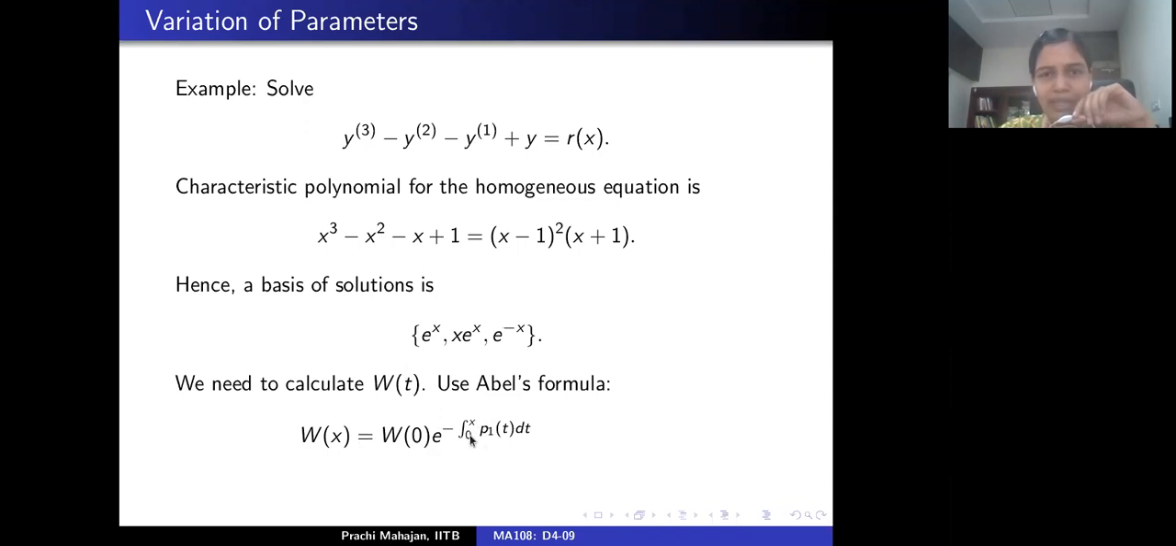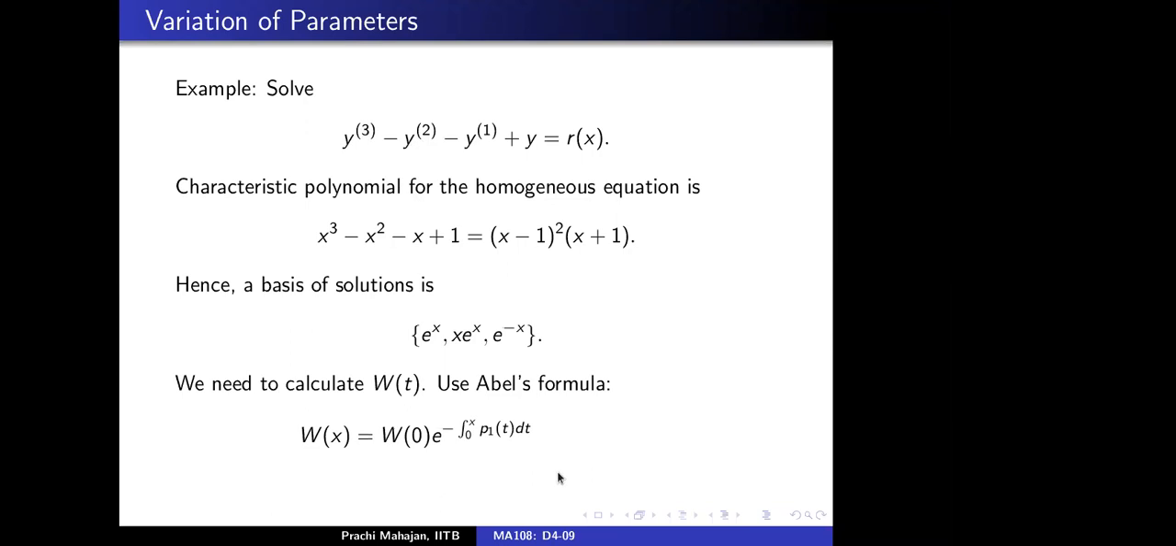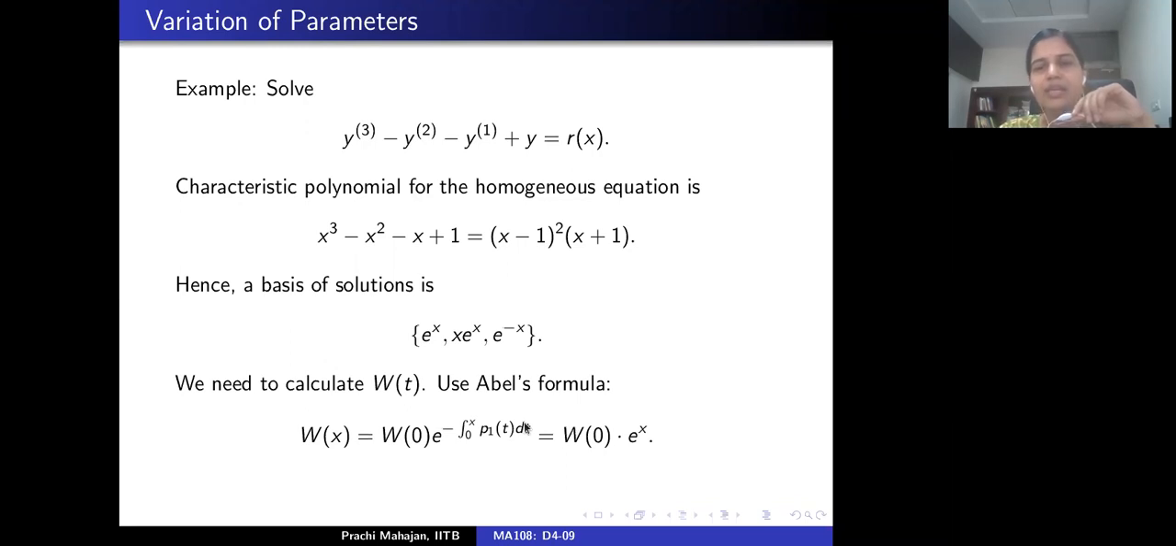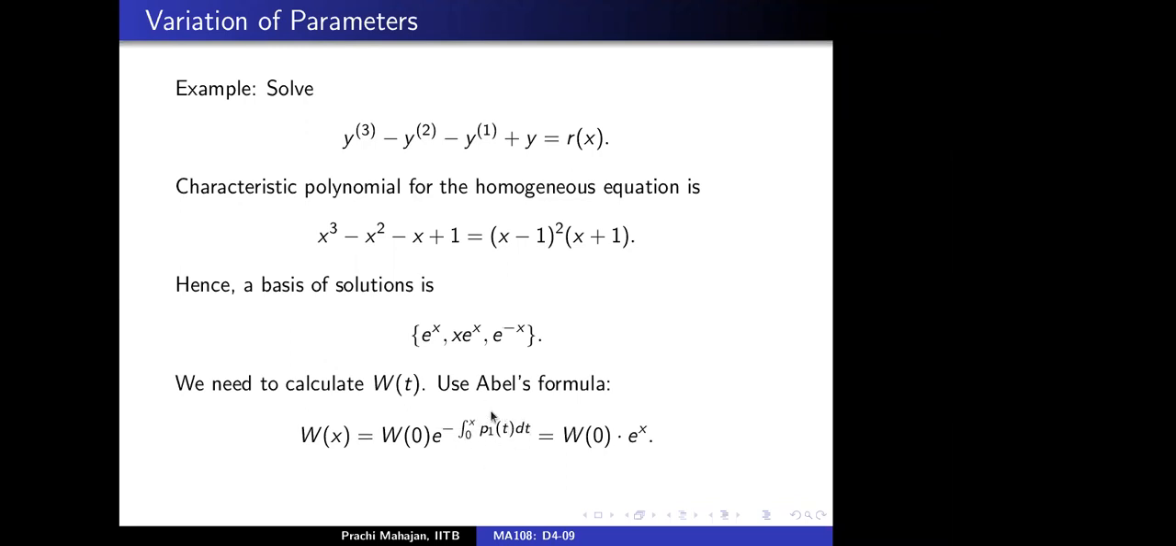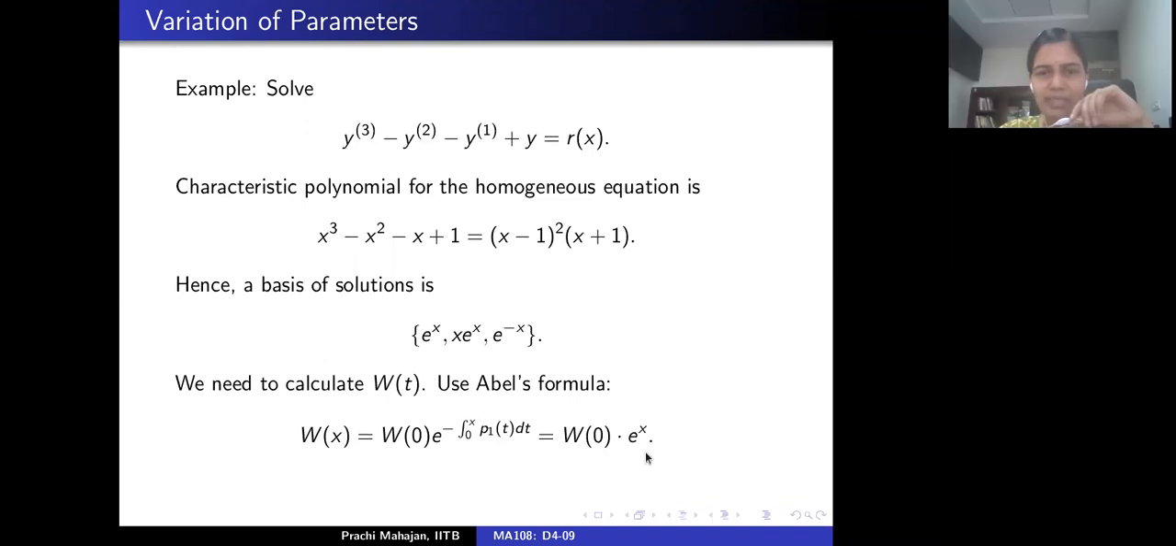And what is P1 here in this example? P1 is the coefficient of the term which involves the (n minus 1)th derivative of y. So in this case, P1 is minus 1. And what is the Wronskian at the point 0? Let me write it as this. Everybody agrees that it is 1? P1 in this example is -1. So I will have exponential x, right?